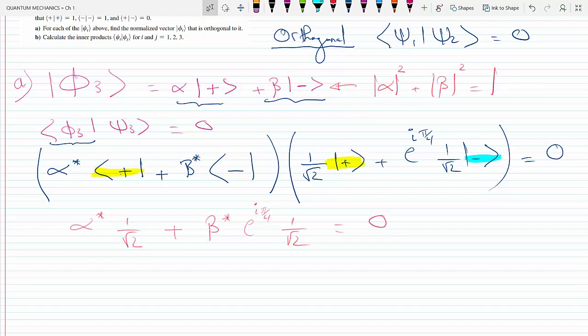Alrighty. Okay, so let's solve these equations now. We just have two equations and two unknowns, so we just have to solve this. From here on, it's algebra. So we have alpha star equals minus beta star, or beta complex, e to the i pi over 4. 1 over root 2, but I'm going to divide by 1 over root 2, so these guys go away.